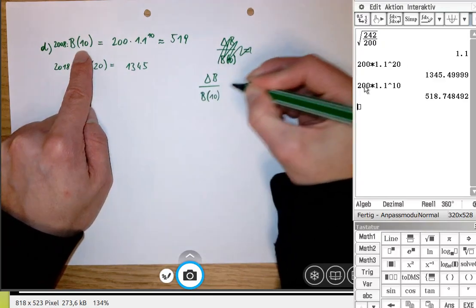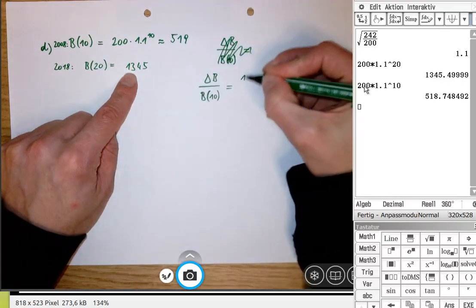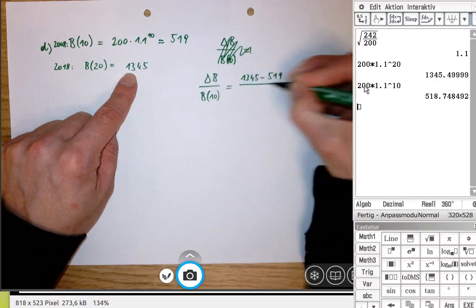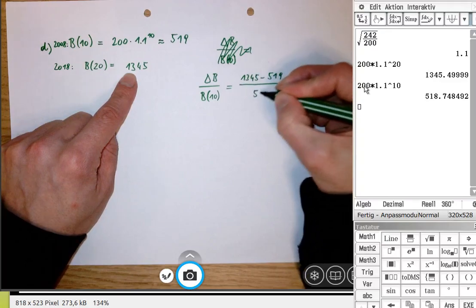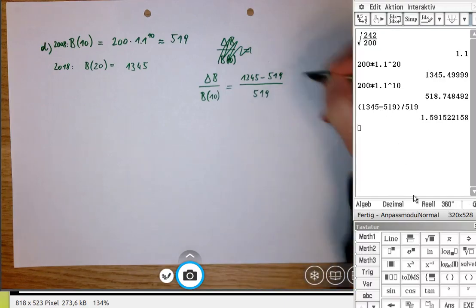It was 10 years, so we have to divide the difference. We can calculate it by 1,345 minus 519, and we divide it by 519. Let's do that. If you type it into a calculator, don't forget the brackets. 1,345 minus 519 divided by 519. That's 1.59.